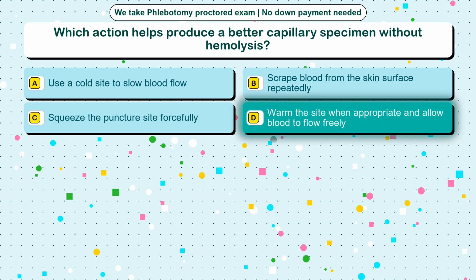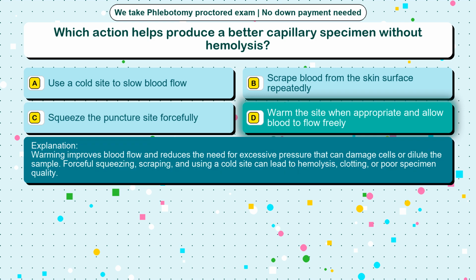Warm the site when appropriate and allow blood to flow freely. Warming improves blood flow and reduces the need for excessive pressure that can damage cells or dilute the sample. Forceful squeezing, scraping, and using a cold site can lead to hemolysis, clotting, or poor specimen quality.